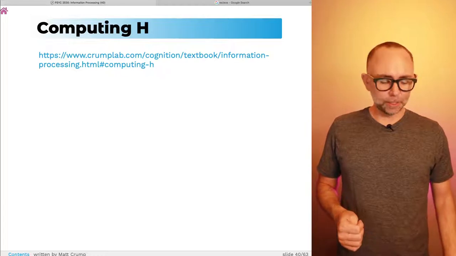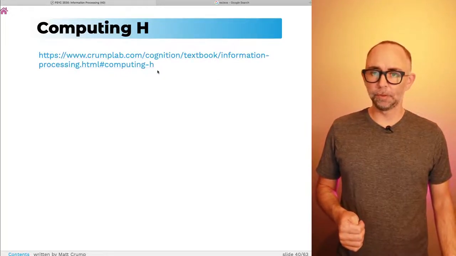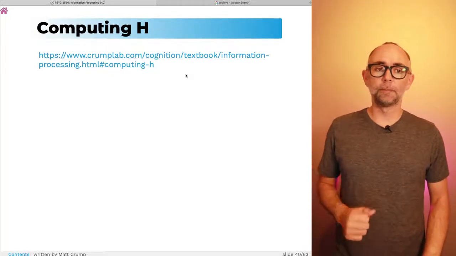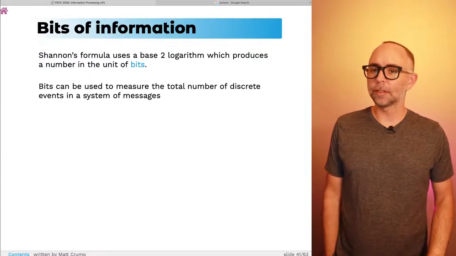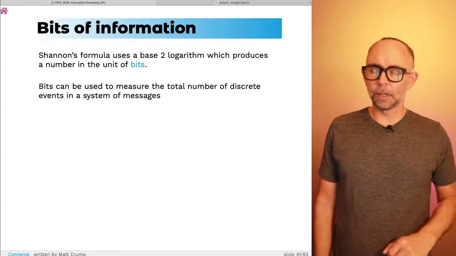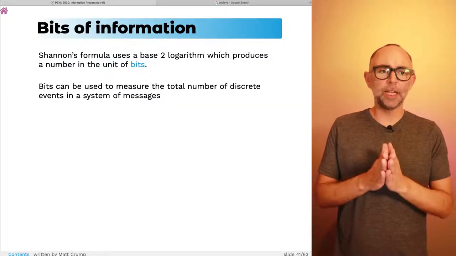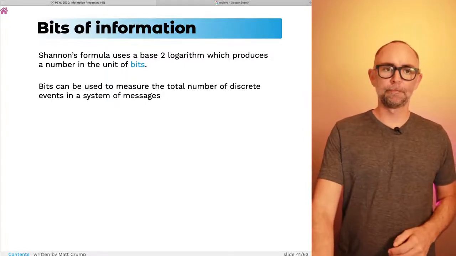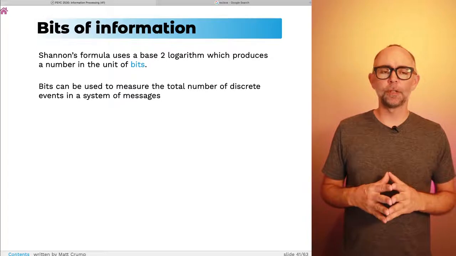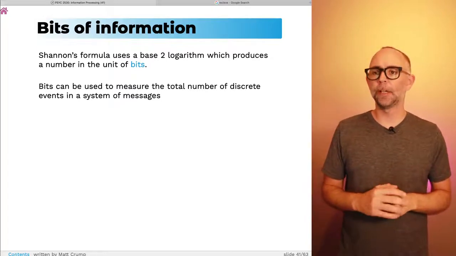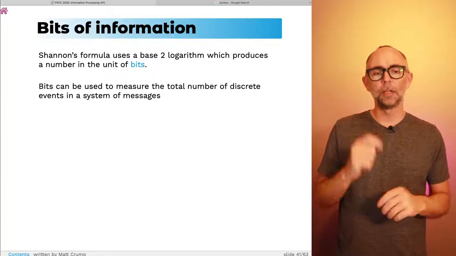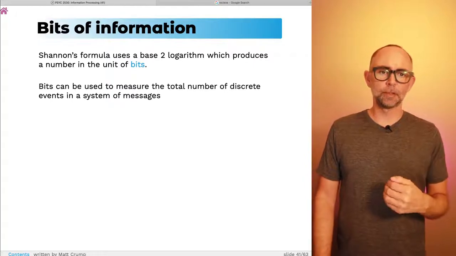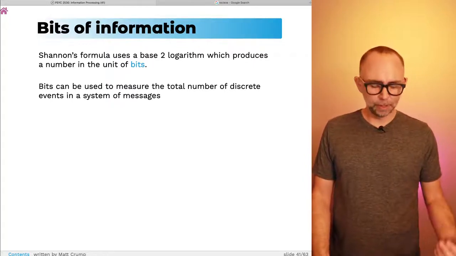Now, we can jump over the textbook and talk about how to compute H. I'll leave that up for you because you might have to compute H in one of your quizzes. We're going to focus on the idea that the H value that you get is actually a bit of information. And when I say a bit, I'm referring to a binary value. Binary values can be one of two things, for example, a 1 or a 0. And Shannon's formula produces numbers in the units of bits. Let's see how that works.